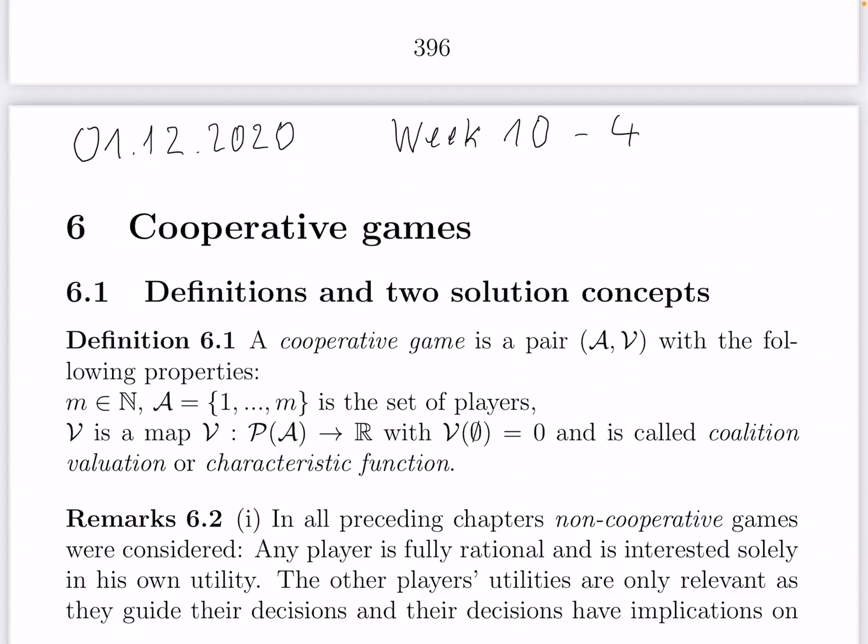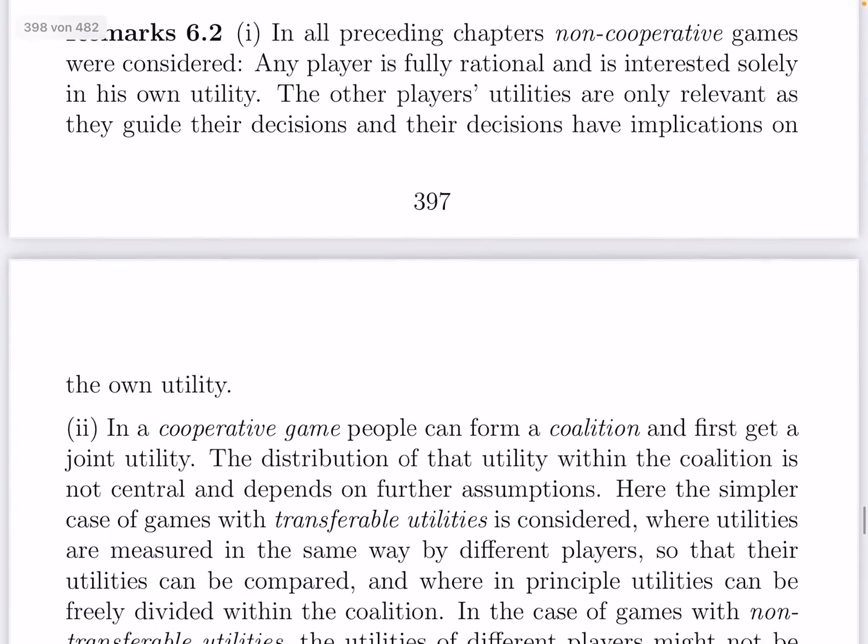This concept is new. In all the preceding chapters we have considered non-cooperative games. All the players were fully rational and were interested only in their own utility. The other players' utility was relevant only because the other players' utility guides their decisions and their decisions have implications on their own utility.